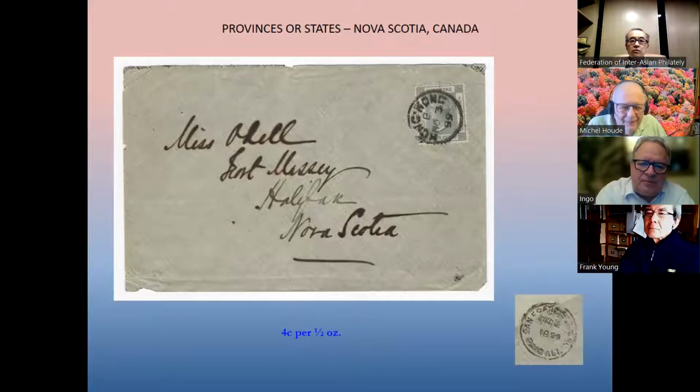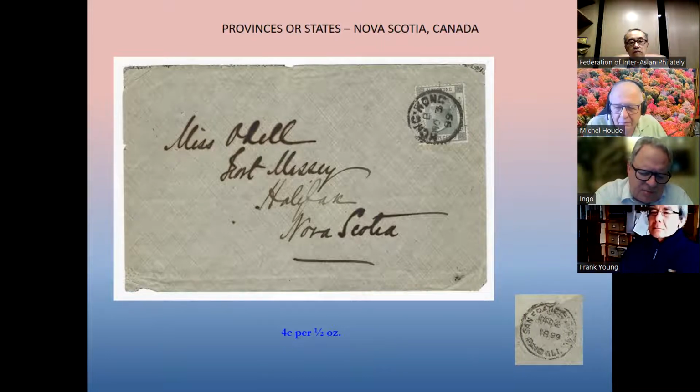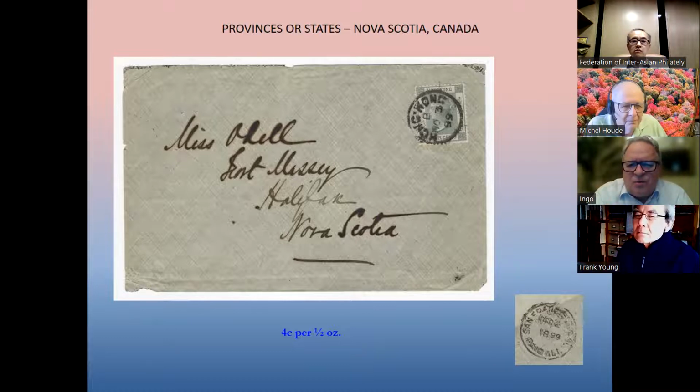Another Canadian province is Nova Scotia. And for those of you who don't know your Canadian history, the provinces of Canada that started the country were Nova Scotia, Prince Edward Island, New Brunswick, and British Columbia and Vancouver. And those provinces all issued their own stamps in the 1860s and up until about the 70s. So those are definitely stamp issuing entities.